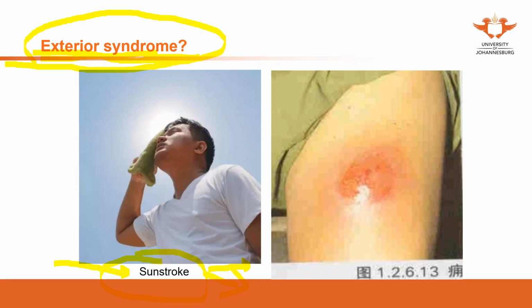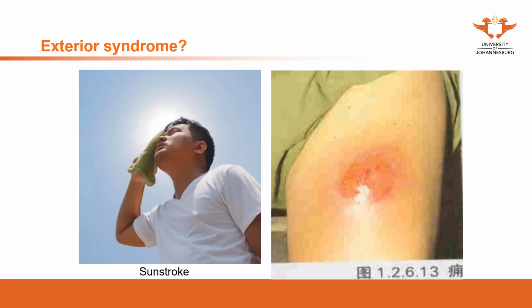Now you need to be careful. An exterior syndrome refers to a mild condition. You can see the orange letters in the previous slide: a mild condition. This patient has already become unconscious, so this is not a mild condition. So a sunstroke is not an exterior syndrome. When we study in future, you will know that this is an interior syndrome due to internal heat. So not all the superficial symptoms are exterior syndromes.